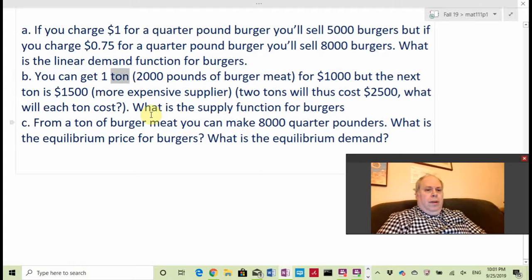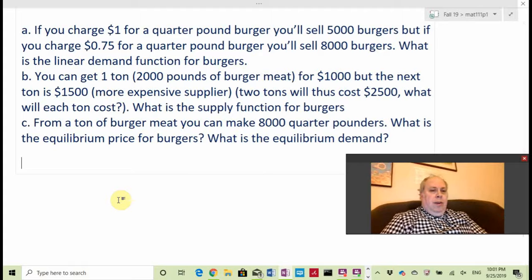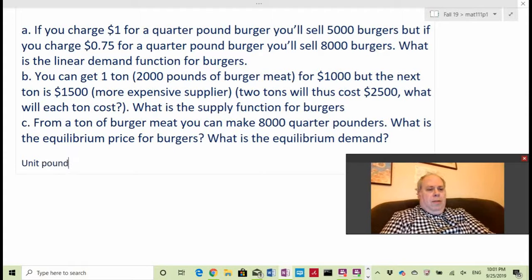So the problem is that you can't create a supply function which is in quarter pounds and a demand function that is in tons. So what we're going to do, we do have the conversion. A ton is 8,000 quarter pounds. But we've got to translate both of these into the same unit, and I'm going to use pounds.